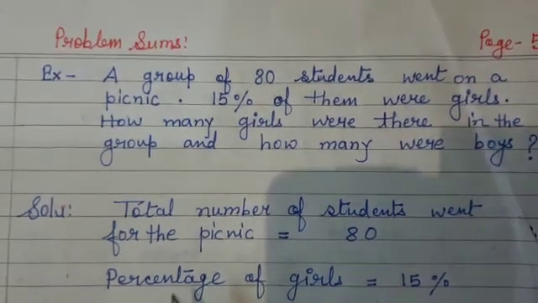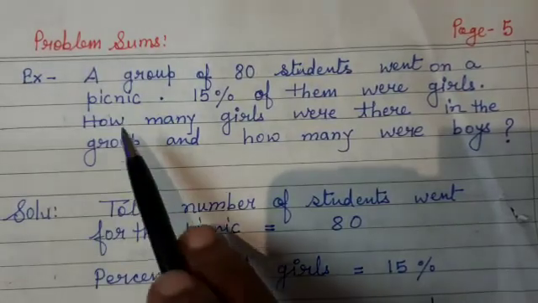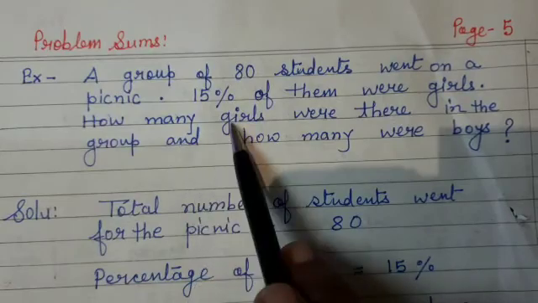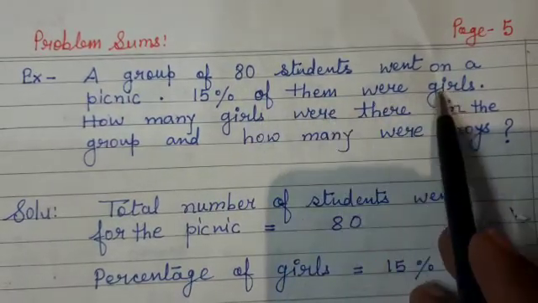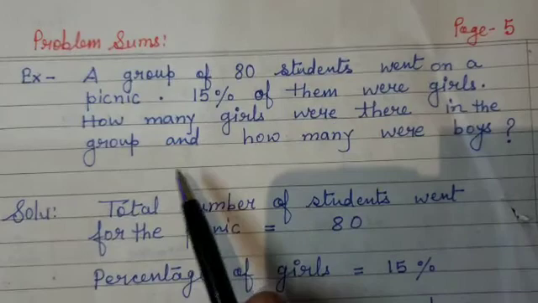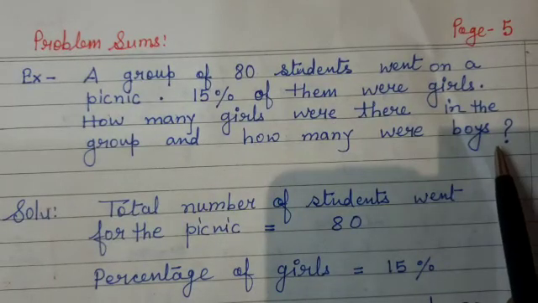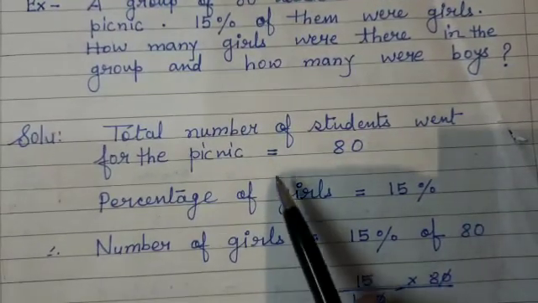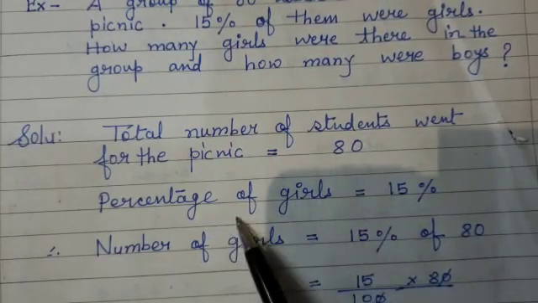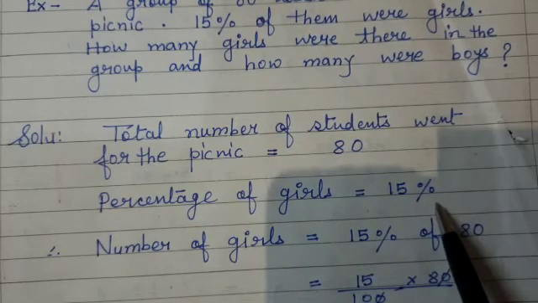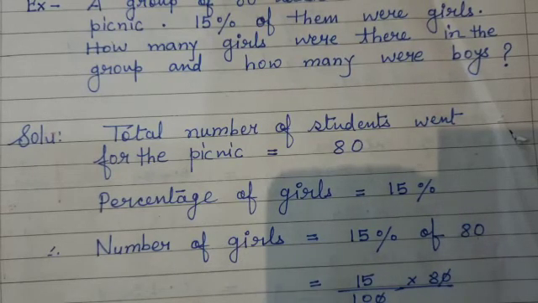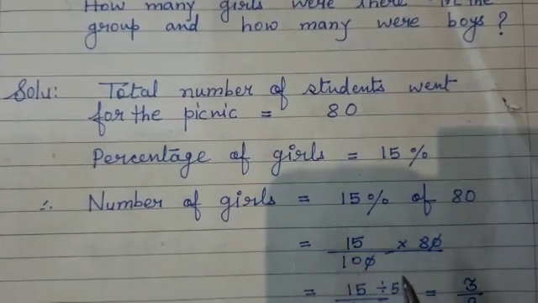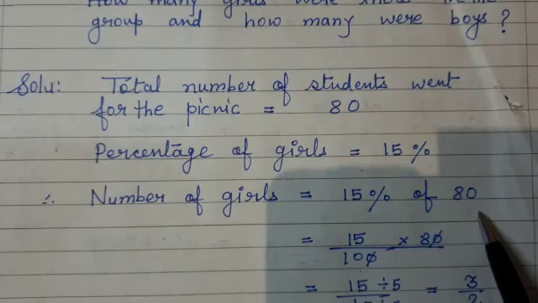Let's see the problem sums. Here one question is given. A group of 80 students went on a picnic. 15% of them were girls. How many girls were there in the group and how many boys were there? As the total number of students who went for the picnic is equal to 80 and the percentage of girls is equal to 15%, therefore we can find out the number of girls. So number of girls is equal to 15% of 80.